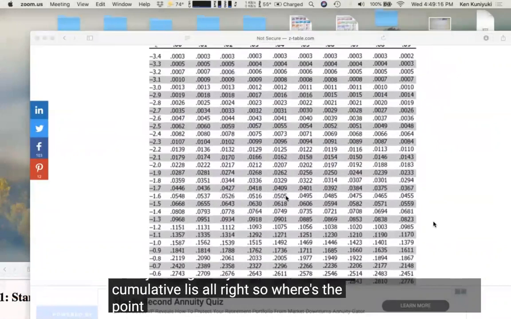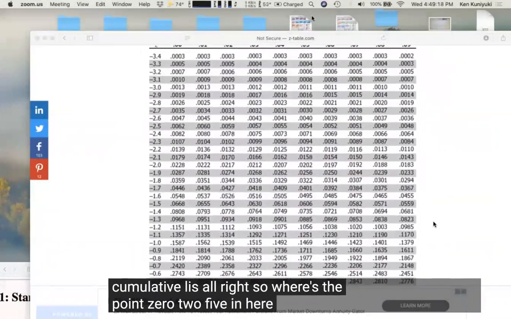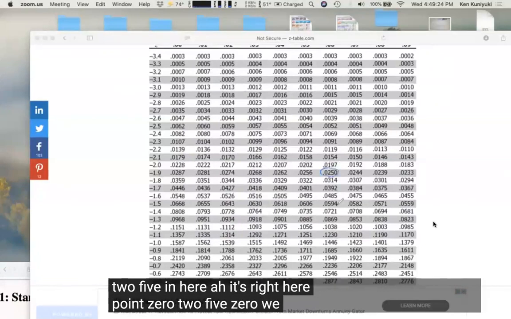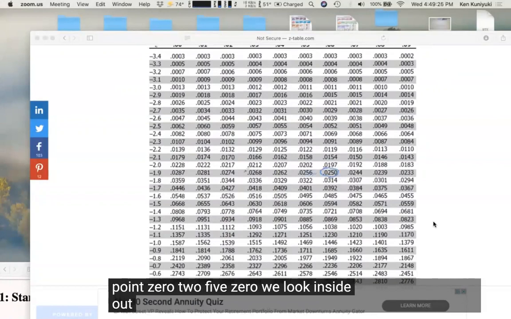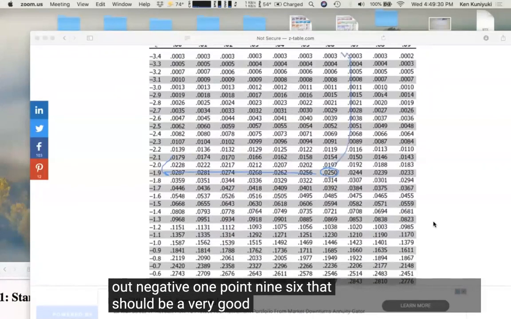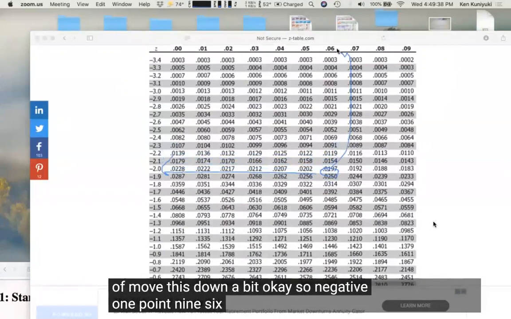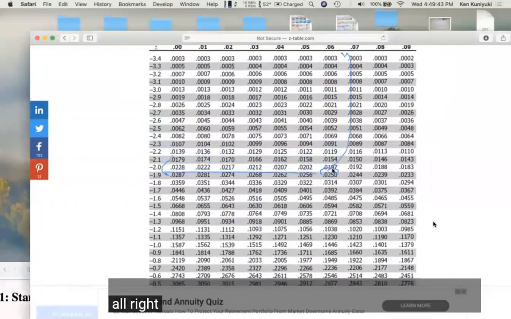All right, so where's the 0.025 in here? Ah, it's right here, 0.0250. We look outside, negative 1.96. That should be a very good approximation. Okay, so negative 1.96.